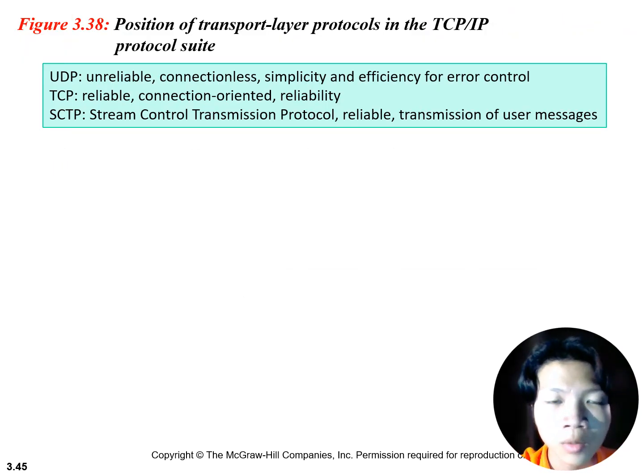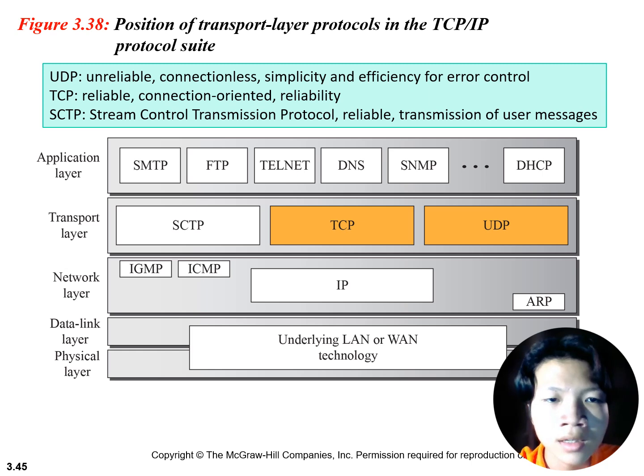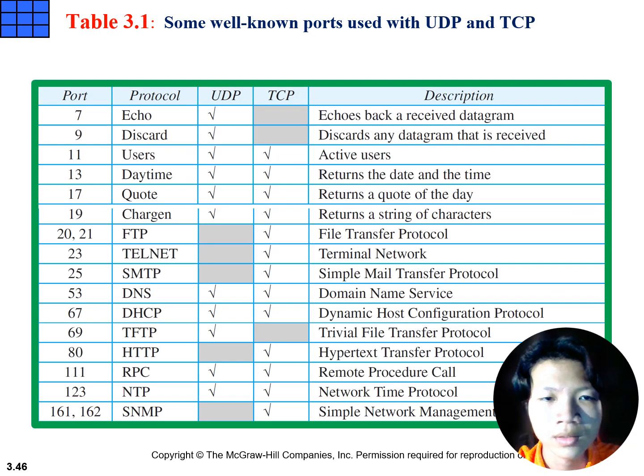This is the position of transport layer protocols in the TCP/IP protocol suite. UDP is unreliable and connectionless, with simplicity and efficiency for error control. TCP is reliable and connection-oriented. SCTP is the Stream Control Transmission Protocol, reliable and for transmission of user messages. Here is Table 3.1, some well-known ports used with UDP and TCP.